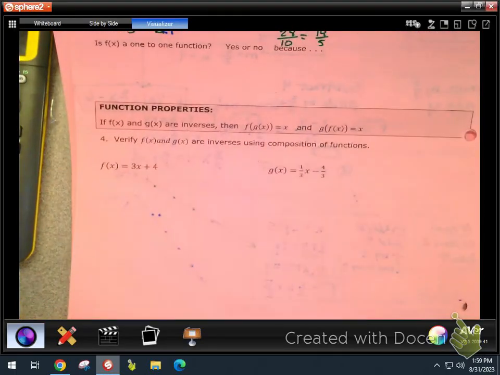Focus in. New part for today. We're not doing proofs.